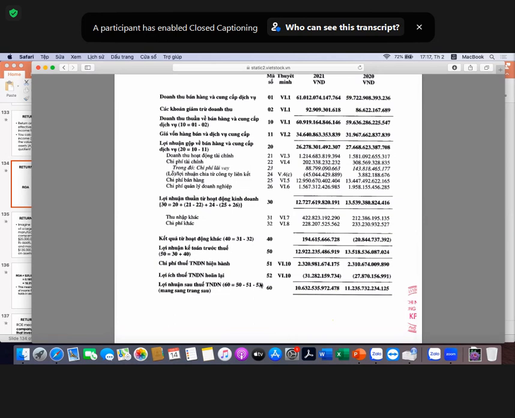So what does it mean? It means that on every $1 of assets, Vietnamese have 23 cents of income. For every 100 đồng the company holds in assets, it can generate 23 or 20 đồng of income. Okay.